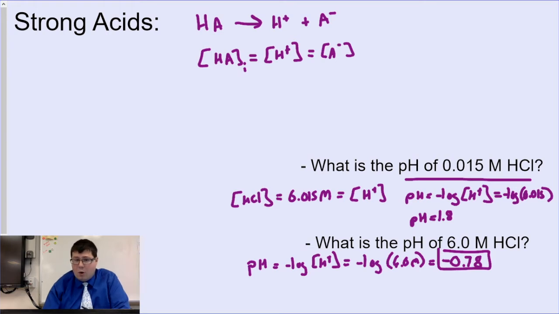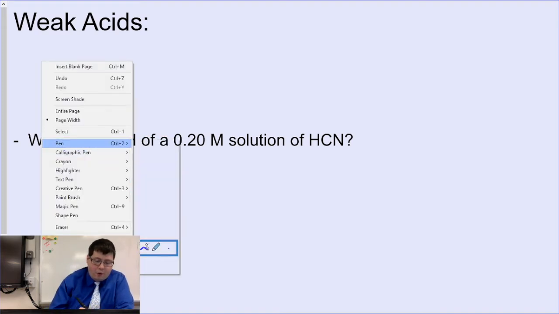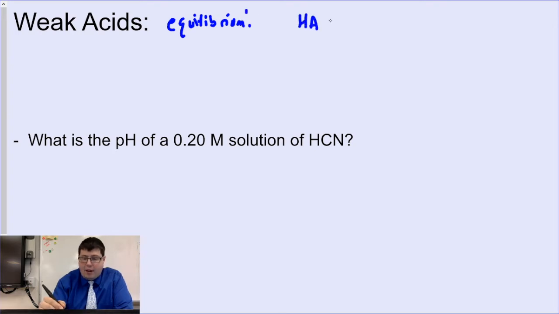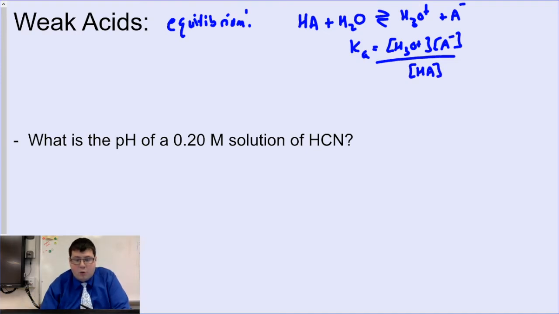For weak acids, it's not going to be quite as straightforward because we have to remember, for weak acids, they subsist in an equilibrium reaction. And so if I have some weak acid, HA, it's going to react with water and exist in an equilibrium between H3O plus and A minus. And so I'm going to get my acid dissociation constant, Ka, to be equal to H3O plus times A minus divided by my concentration of HA. And so to solve for the equilibrium concentration of H3O plus, I'm going to have to use one of our old friends, the ice table.